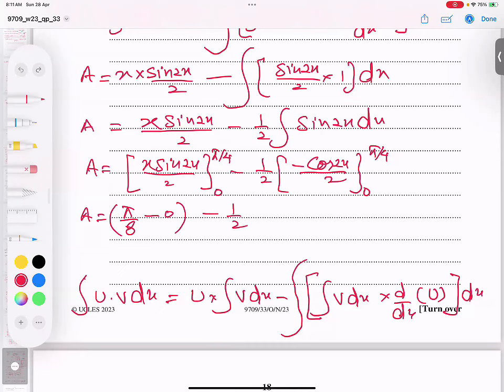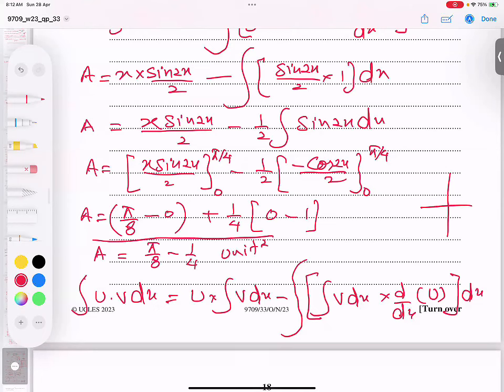This negative goes out, I get a plus. This 2 goes out, I got a 4. Inside only cos pi by 2. Cos pi by 2 is always 0, you know it along the y-axis. And when I plug in 0 here, cos 0 is 1. So minus, and I got a 1. And ultimately, students, the answer is pi by 8 minus 1/4 unit square. This is my ultimate answer, and I believe you got the point.